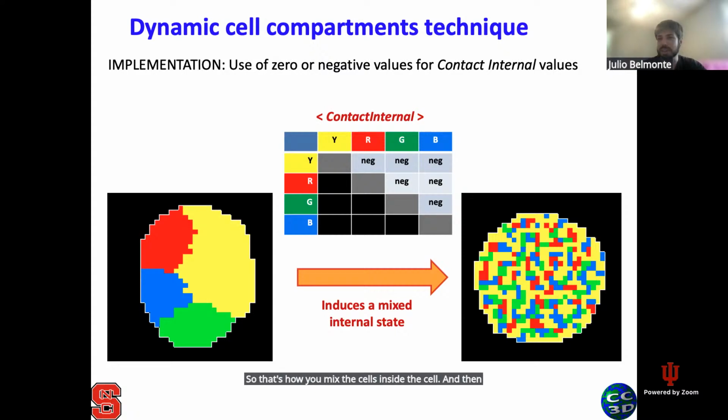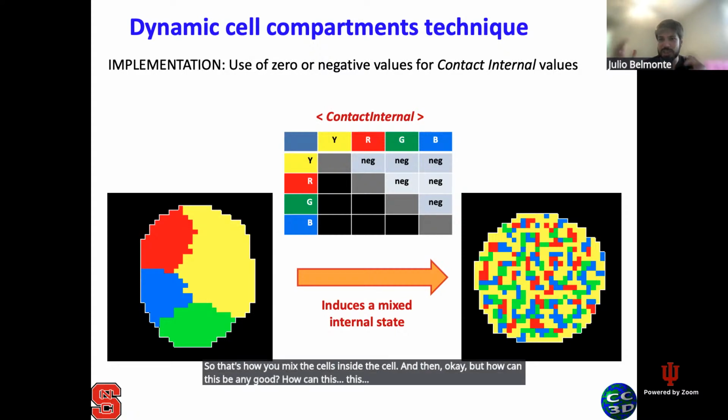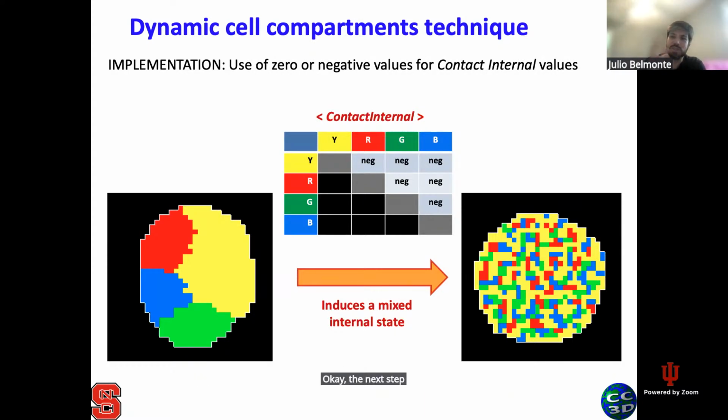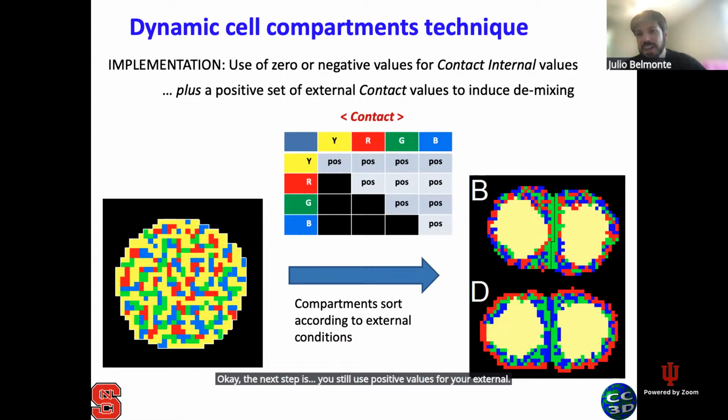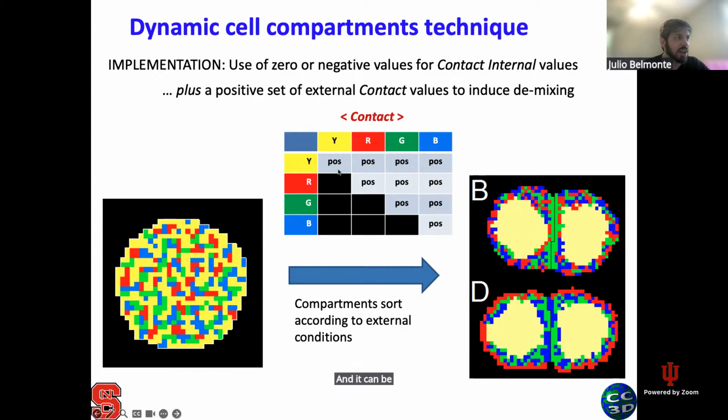But how can this be any good? How can this sort out according to the environment? The next step is you still use positive values for your external contact energies. And it is these positive values of the external contact energies that are going to make these compartments self-sort in accordance with whatever is happening outside the cell. So you still have positive values here. And it can be in such a way that all these green compartments like to interact with other green compartments from different cells, so they all sort here.